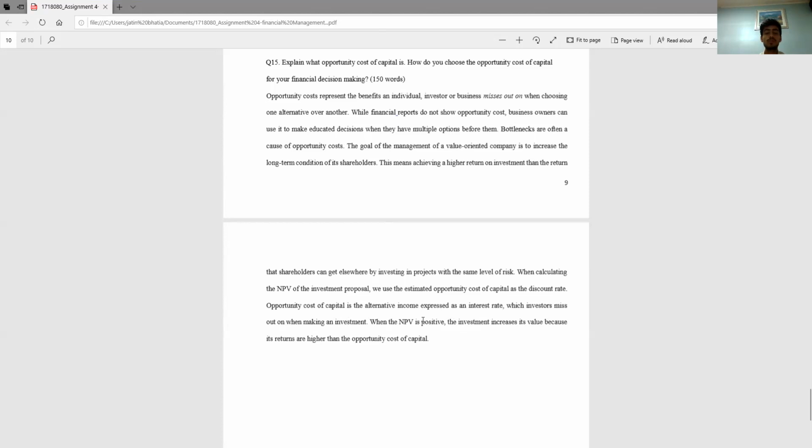When the NPV is positive, the investment increases value, because its return is higher than the opportunity cost of capital. If the NPV is negative, the investment decreases value because its return is less than the opportunity cost of capital.